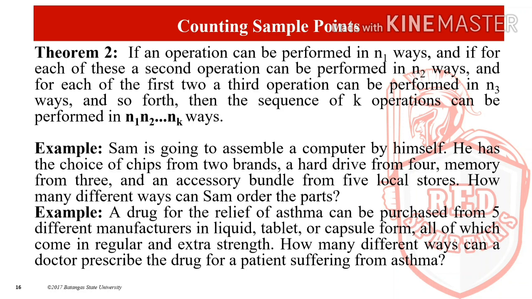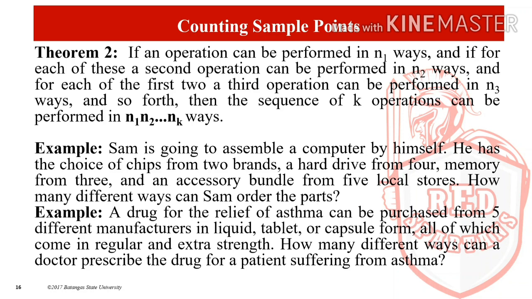So for n sub 1, meron tayong 2 brands. So n sub 1 is equal to 2. Then n sub 2 natin, for hard drive, meron tayong 4. Then n sub 3 natin ay for memory, meron tayong 3. And meron tayong n sub 4 na 5 local store.